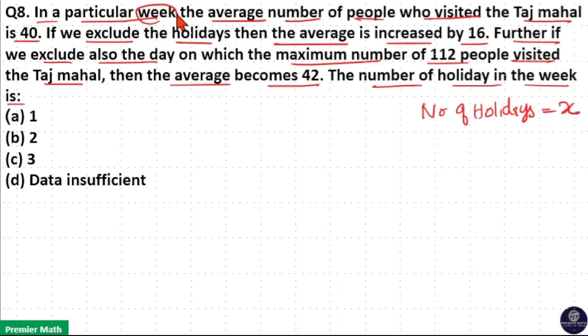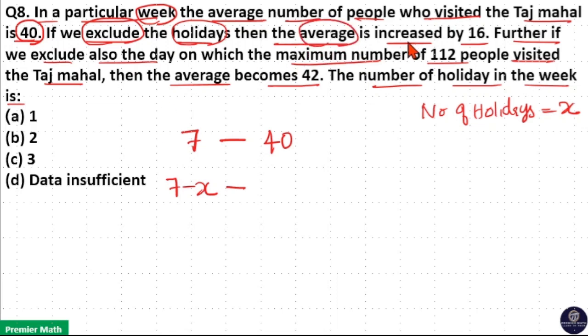In a week, the average number of people who visited the Taj Mahal is 40. That means in a week there are 7 days, and over 7 days the average is 40 people. Again, if we exclude the holidays, that means 7 minus x. There are a total of 7 days in a week, and when we exclude the holidays x, then 7 minus x is the number of days.